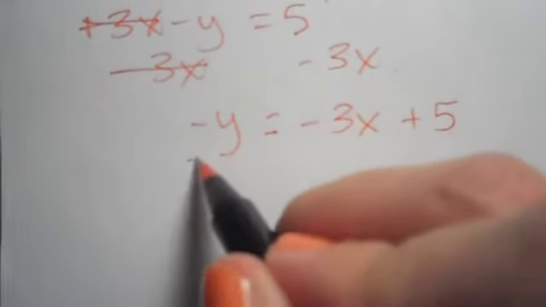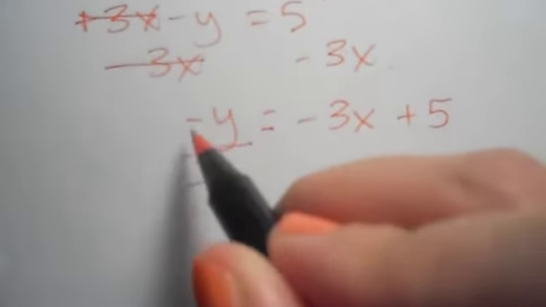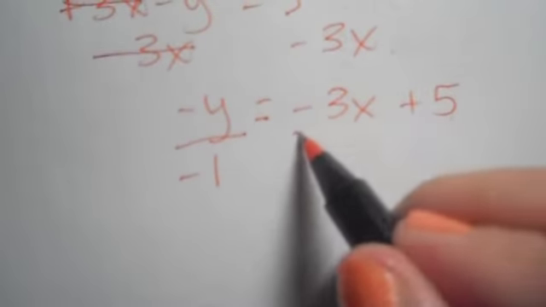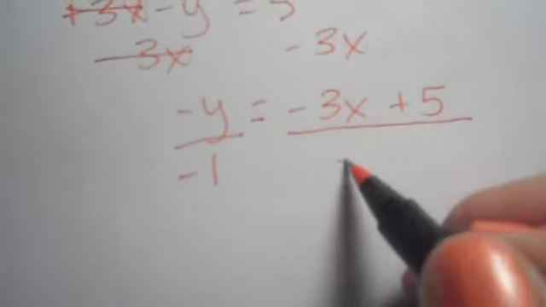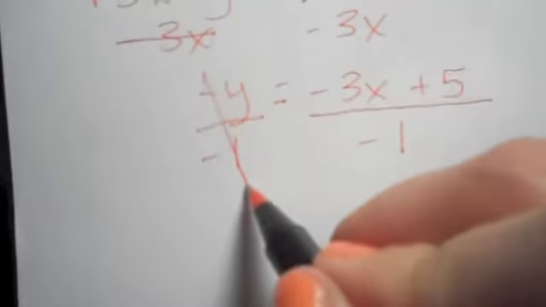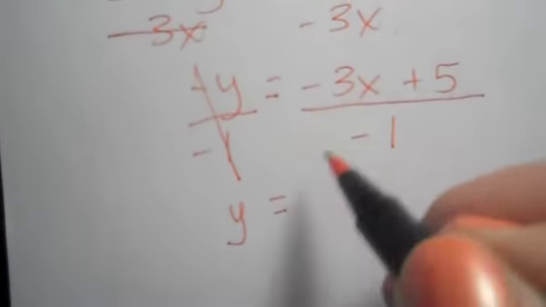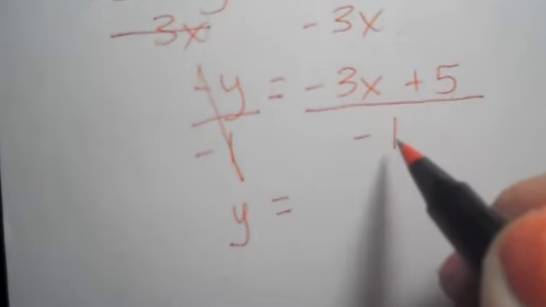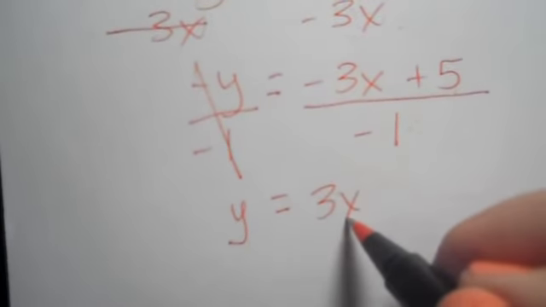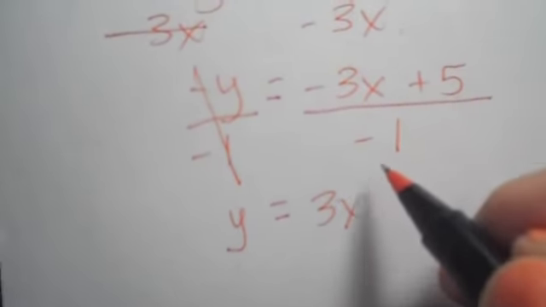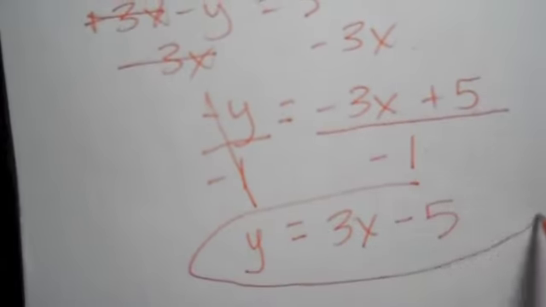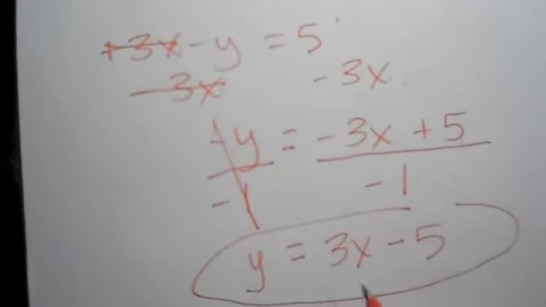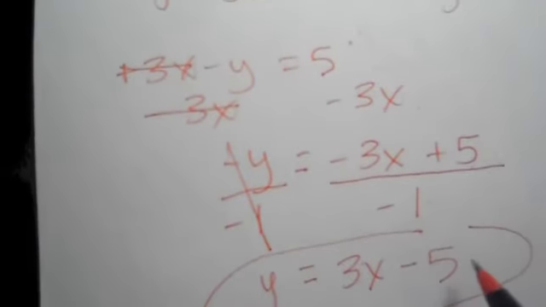Alright? We need to divide this by negative 1 because we want a positive y by itself. Whatever we do to this side, we have to do to this entire side. So this just becomes y. Negative 3x divided by negative 1 is a positive 3x. 5 divided by negative 1 is a negative 5. Okay, so our top equation just became y equals 3x minus 5.